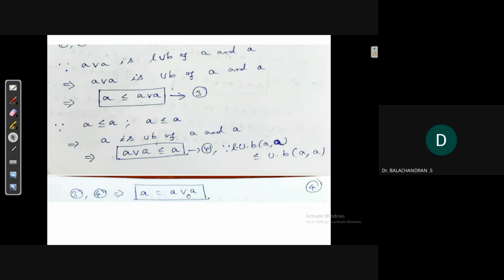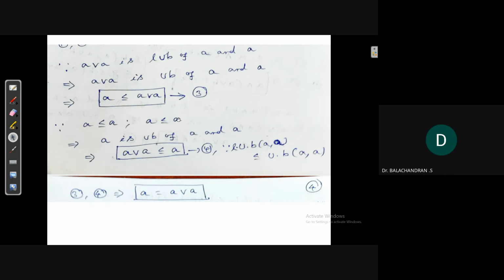Similarly, we need to prove A equals A or A. To prove this, again we need to prove A is less than or equal to A or A, and A or A is less than or equal to A. A or A is nothing but the least upper bound of A and A. It is an upper bound of A and A. So this quantity is an upper bound of A, meaning A is less than or equal to A or A. That is equation 3. Next, again A is less than or equal to A and another one A is less than or equal to A, the right side A.